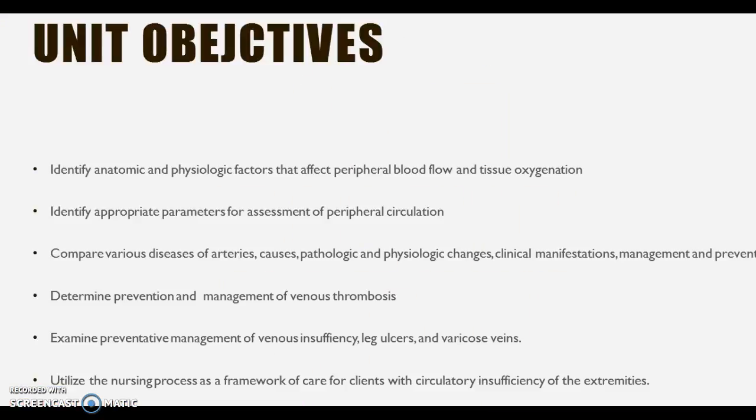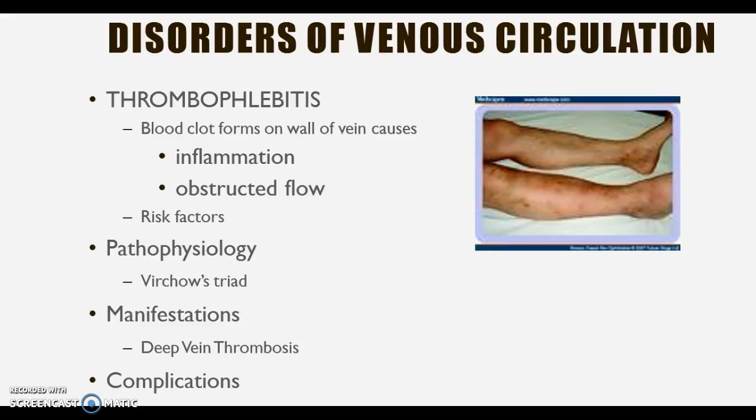So our unit objectives are going to be the physiologic factors that affect peripheral blood flow. We're going to look at peripheral circulation. We're going to look at diseases of the arteries and veins, causes, pathologic and physiologic changes, clinical manifestations, and management. We're going to do management of a venous thrombosis, venous insufficiency, and using the nursing process we're going to do that in class. So the first one we want to look at is a thrombophlebitis.